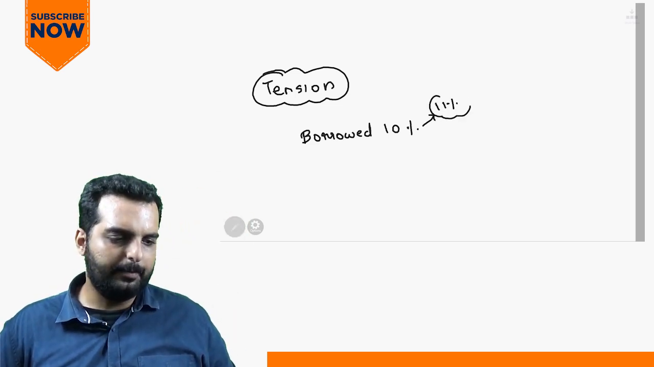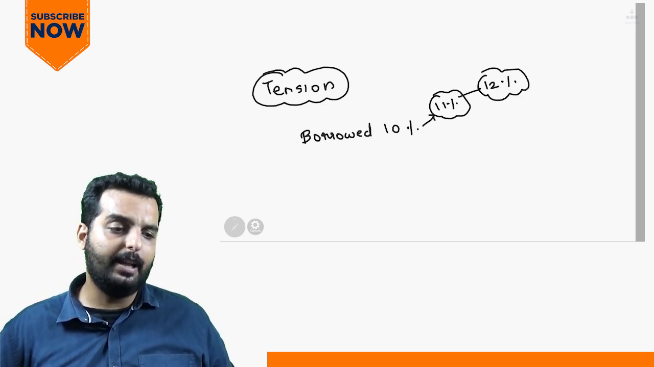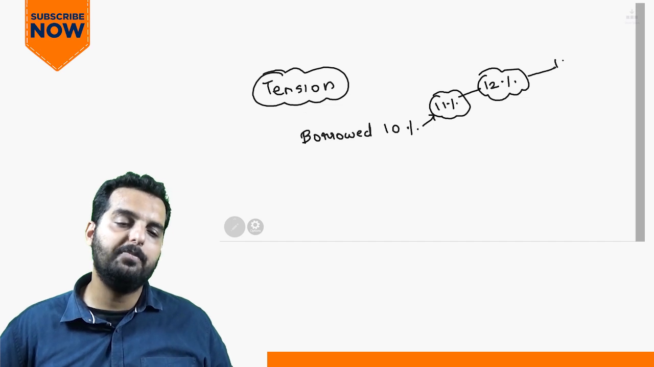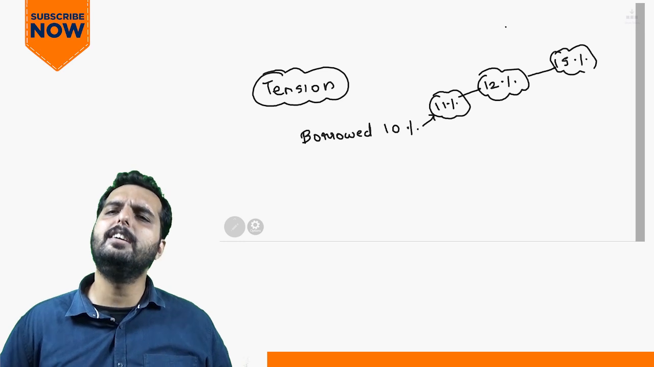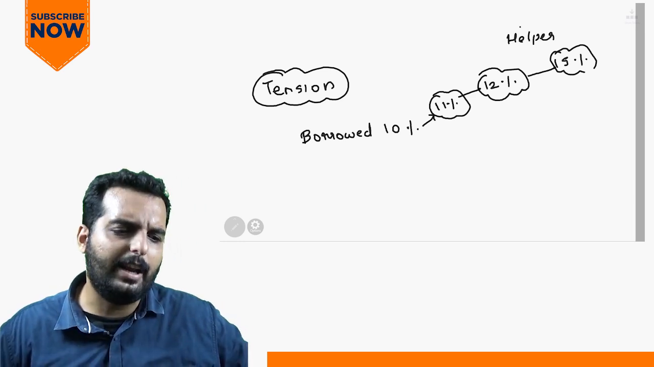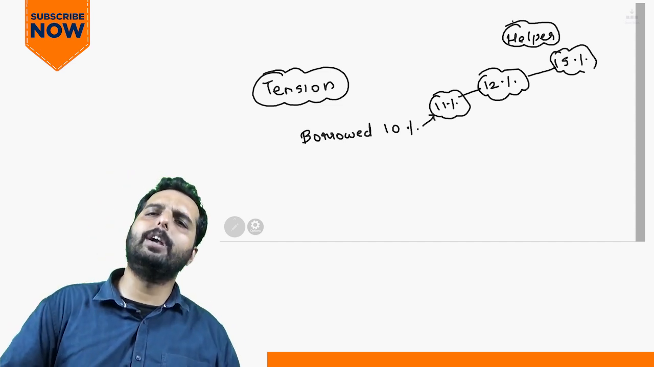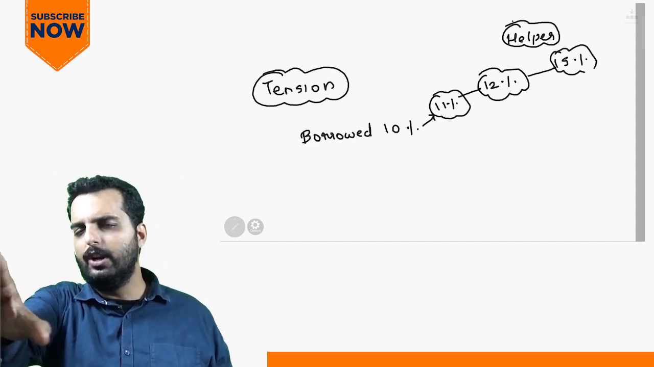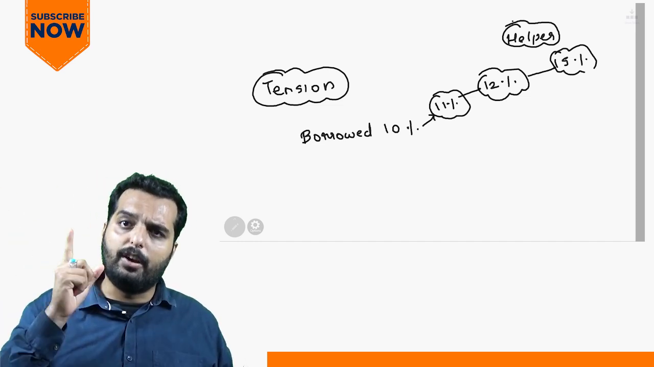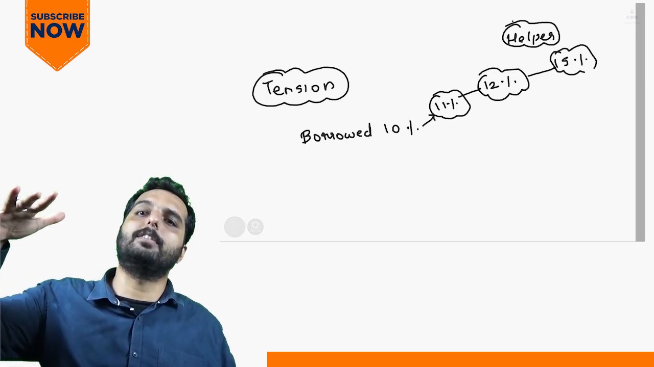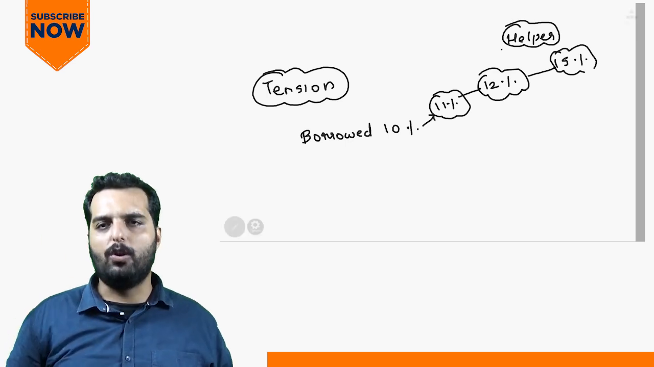Next day morning, it goes up to 11%. Happy or sad? He will be sad. Next day morning, 12%. Happy or sad? Sad. Next day morning, 15%. Happy or sad? Very, very sad. That is when one other friend of his will come, whose name is Mr. Helper. Mr. Helper will go and tell Mr. Tension, Mr. Tension, do not take tension. Now onwards, I am there. If the rate of interest goes above 12%, whatever loss comes beyond 12%, I will bear the loss.